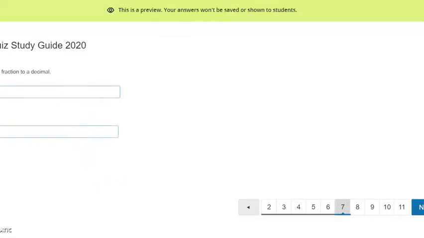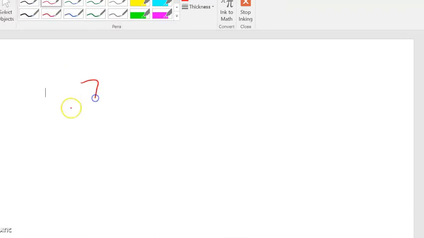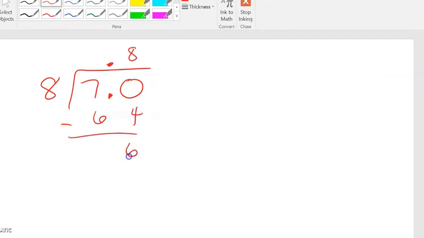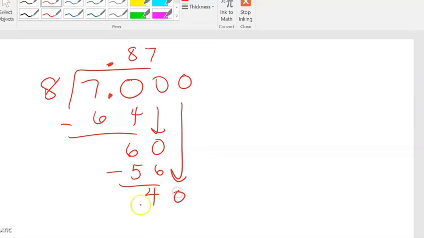And then for 7 over 8, I need to put the 7 in the house because 7 is the top dog. Right away, I'm going to have to add the decimal because 8 doesn't go into 7. But 8 goes into 70 8 times. 8 times 8 is 64. When I subtract that, I'm left with 6. I can bring down a 0. 8 goes into 60 7 times, and 7 times 8 is 56. And then I'm left with 4, and then 4 goes into 40 5 times. So 5 times 4 is 40, and I'm left with 0.